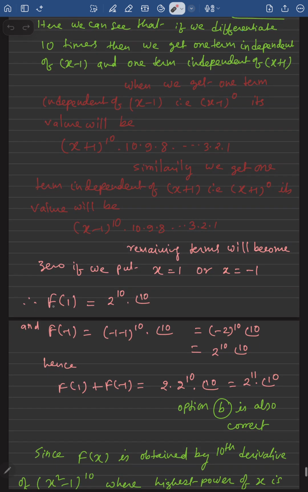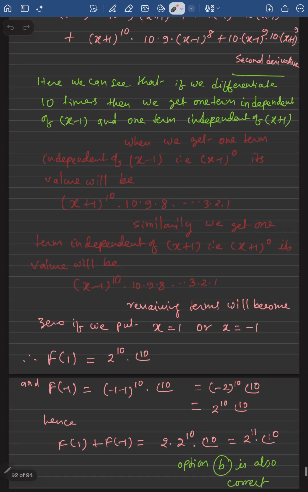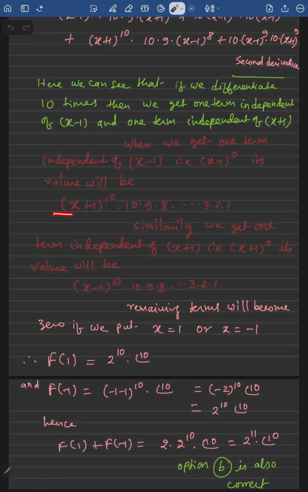So therefore f of 1, in this case, will be (1 plus 1) power 10 into 10 into 9 into 8 ... 3 into 2 into 1, that is 2 power 10 into factorial 10.